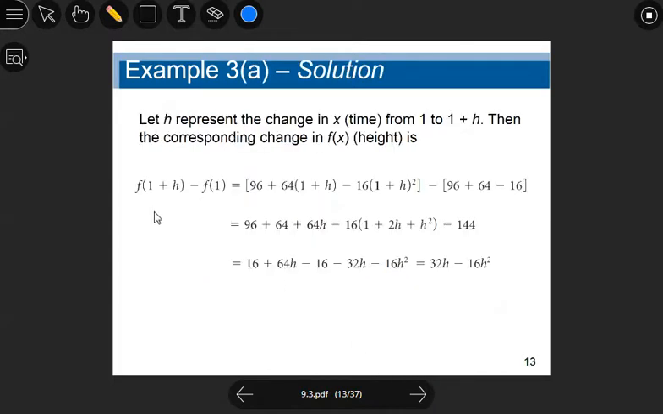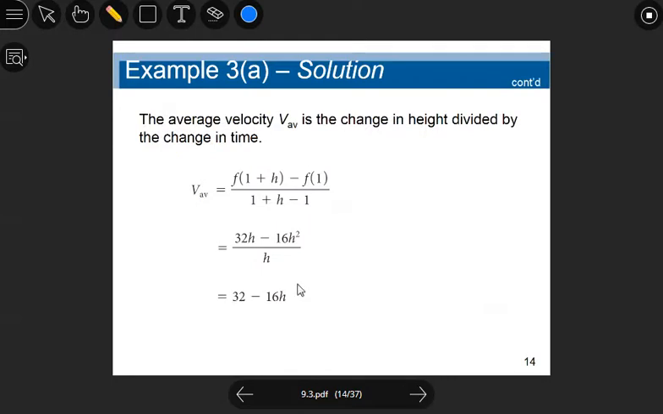So find this one, f of 1 plus h minus f of 1. So this is f of 1 plus h and this is f of 1. Then you need to simplify by yourself. Finally you can obtain this one. So this is the difference between 1 plus h and 1. Then we need to find the average rate of change. This implies average rate of change PAV. So 1 plus h minus 1 becomes h. So finally this is the average rate of change.